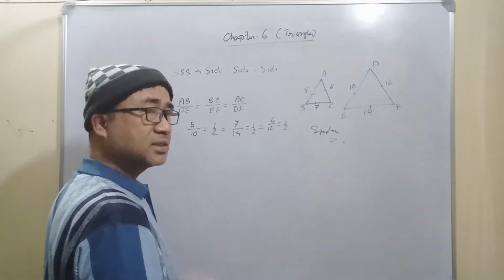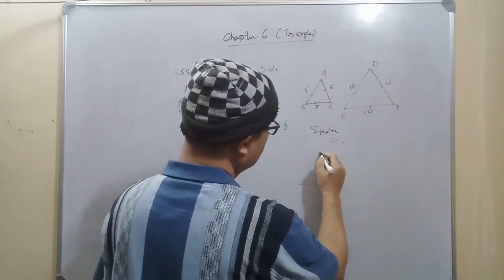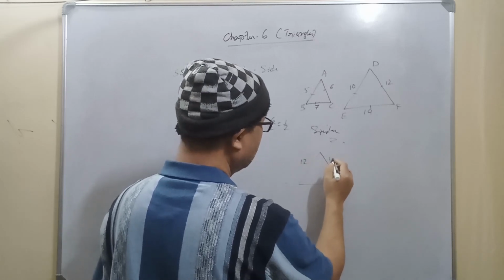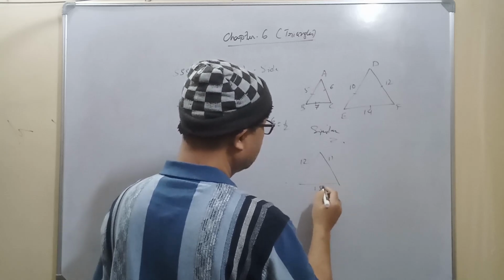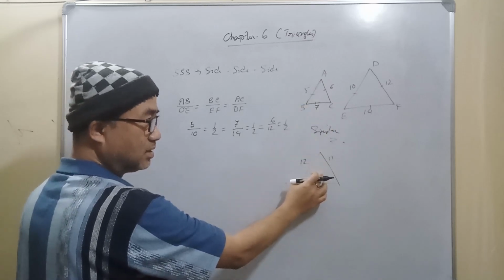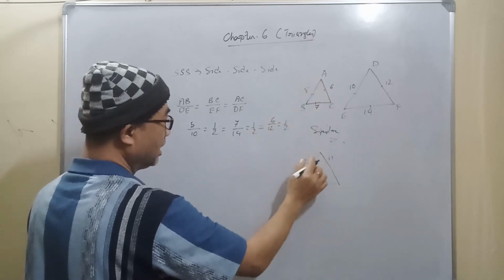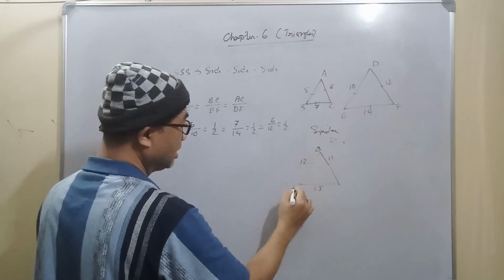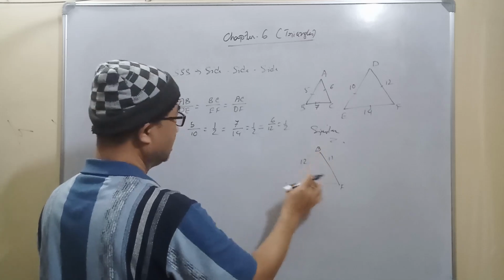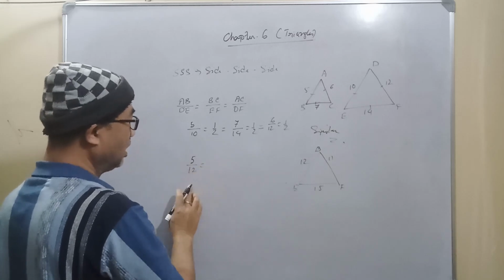Then they are similar. Now suppose we have another triangle where the values are say 12, then say 11 and they say 15. Are these two similar? Are this and this similar? Let us see. 5 by 12, AB by, this is D, E, F. So AB by DE, the first one, is 5 by 12. How much we get?